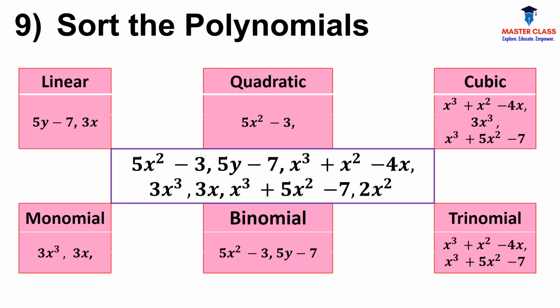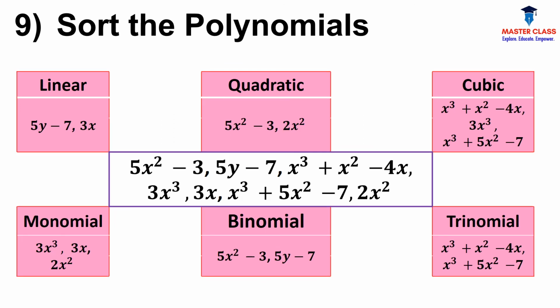The next polynomial is 2x squared. Since there is only one term in this polynomial, it is a monomial. The highest power is 2 and so it is a quadratic polynomial. Therefore, this polynomial 2x squared must be classified as a monomial as well as a quadratic polynomial.